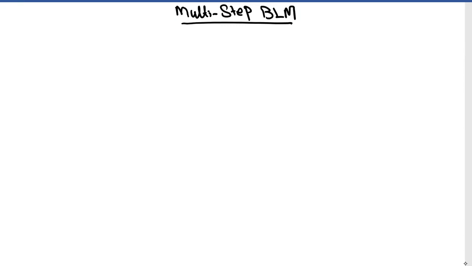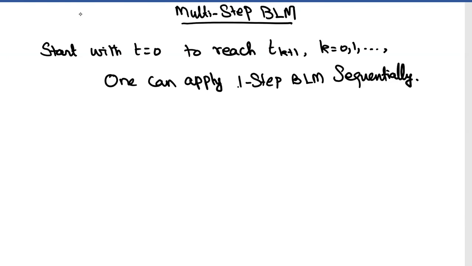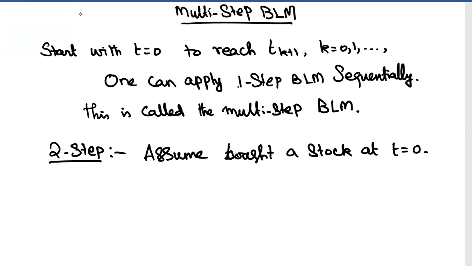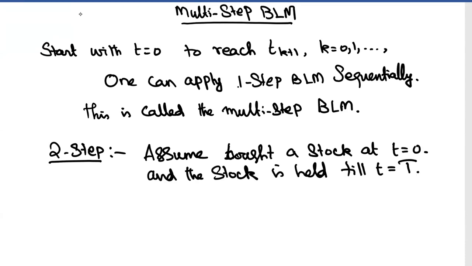Let's start with t equal to 0 and one can apply one-step binomial lattice model sequentially to reach the t k plus 1. Such an approach is what is called the multi-step binomial model. Let us illustrate it with two-step model. Then we will generalize it to n steps. Assume that you bought a stock at t equal to 0 and you decide to hold the stock till the time t equal to capital T. Therefore, the period of the stock is the interval 0 to capital T.